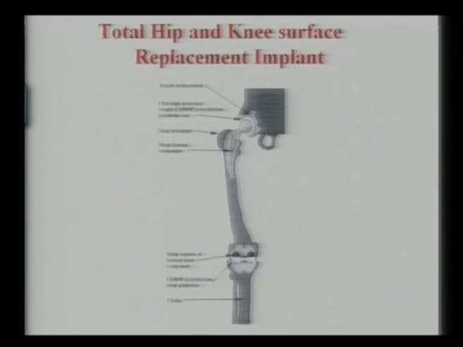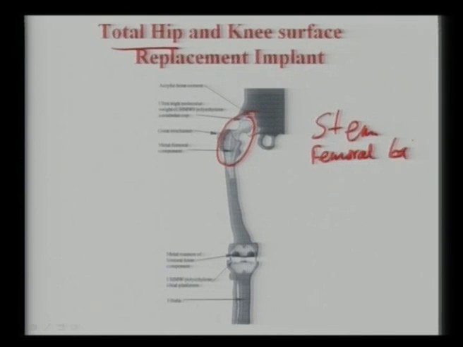This particular slide shows the different components of a total hip replacement and total knee replacement. In the case of total hip, you can see that there are three components here. One is the stem, the second is the femoral ball head, and the third is the acetabular cup.